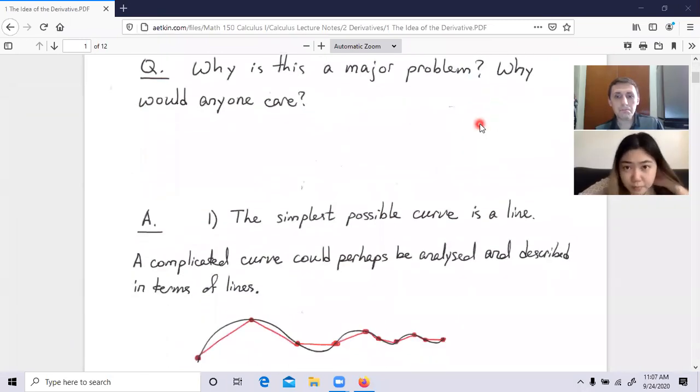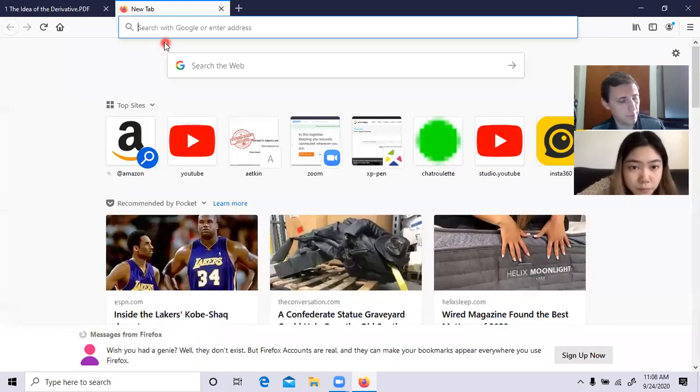So the simplest possible curve is a line. So a complicated curve could be analyzed in terms of line segments. And why would that be of any interest? Let's say, for example, this.